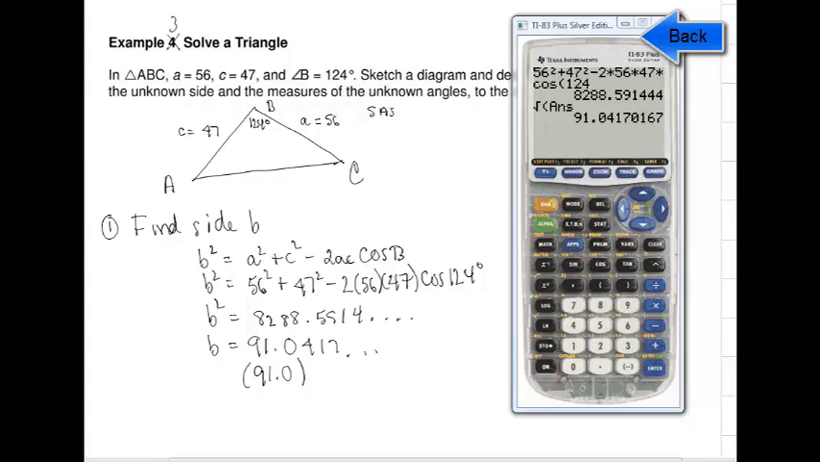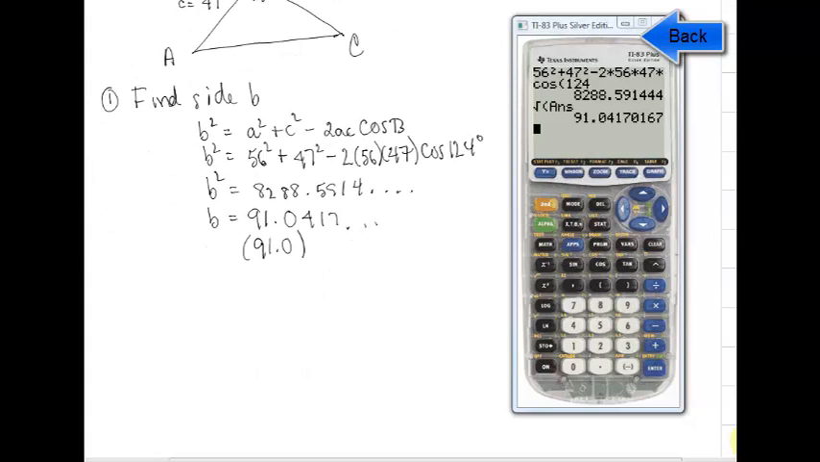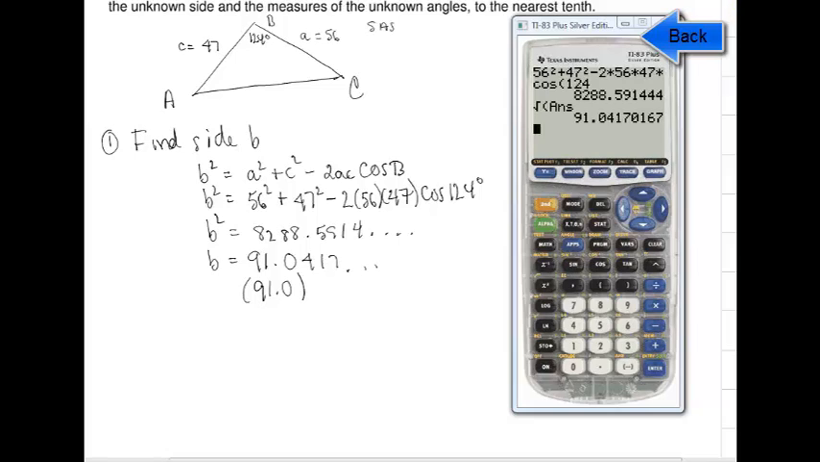I'm going to keep those decimal places in there though, because I'm going to use them to find other parts of my triangle. So I know that side B is 91.04170 dot dot dot. Now I've got three sides to my triangle, so that means I can find a missing angle, and it really doesn't matter whether I find angle A or angle C first. So I'm going to find angle A.